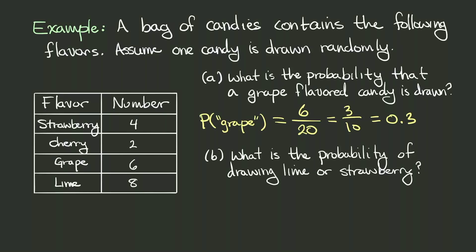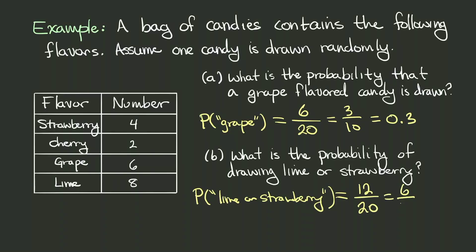In the second one, we're asked, what is the probability of drawing a lime or a strawberry? So we need to compute the probability of lime or strawberry. In order to compute this, we need to count how many ways there are to draw either a lime or a strawberry. There are 8 limes and 4 strawberries, so that would be a total of 8 plus 4, which is 12, over 20, which is the total number of candies. We can reduce this to 6 over 10, which becomes 0.6 as a probability.